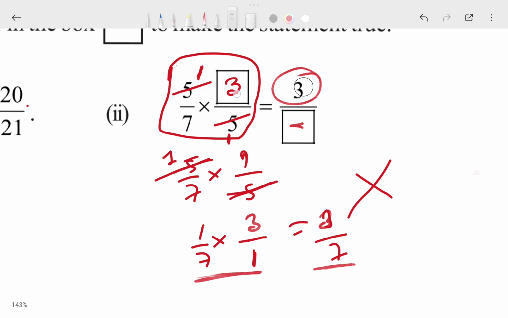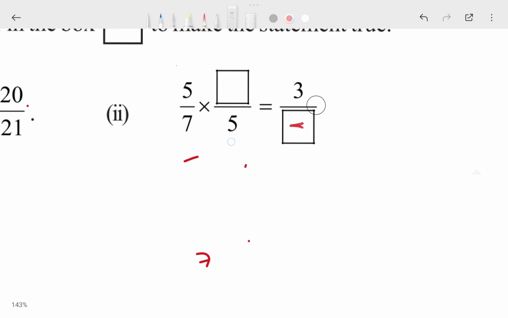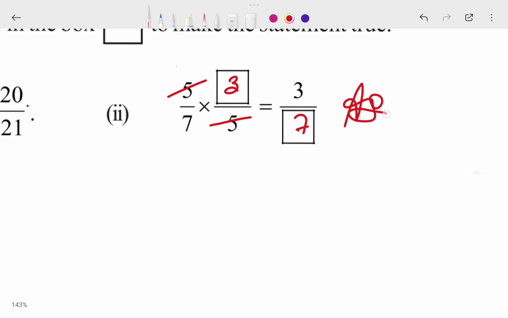Okay, so our answer will be what? We can generally write here, our answer is 3 by 7. This is going to be 3 and this is going to be 7. Why? Because 5 gets cancelled. So what is left? 3 is left and 7 is left. So this is our answer.